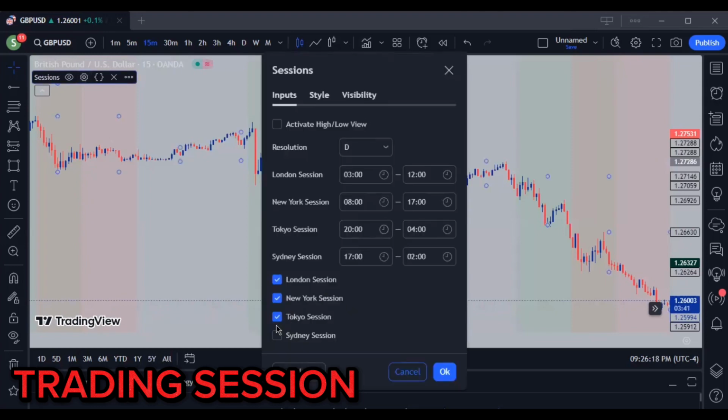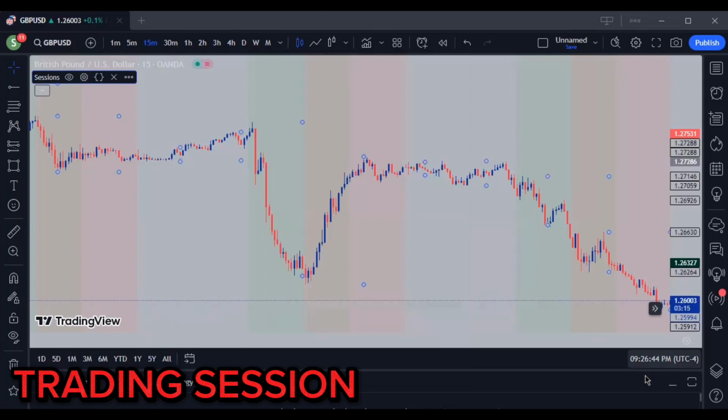If you're trading any pair related to Tokyo, which is your JPY pairs or the AUD pairs, you have to activate all of these things and remove London. But since I am on GBP that needs London and New York, I am going to remove the Tokyo session and only allow the London and New York to be open. So the times are correct and everything.